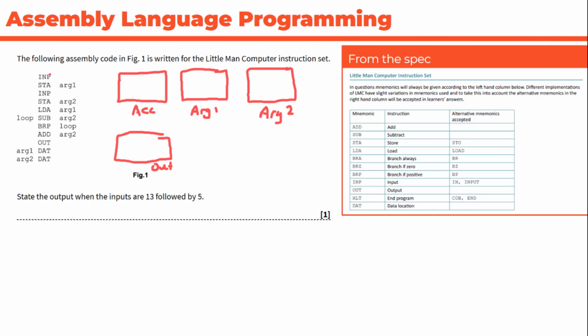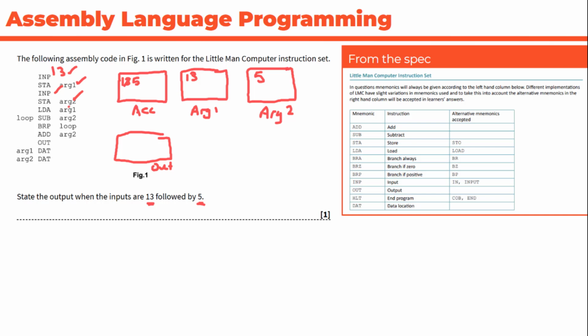So let's start at the top. I don't know what it does, but it tells me what the inputs are. I'm going to input 13 followed by 5 after that. So when I put input, that's going to be the value of 13. It says store, so 13 goes into the accumulator. Store argument 1. So we store the contents of the accumulator in argument 1. Done that. Input the second number, which is 5. So 13 gets scrubbed, 5 goes in. Store that value from the accumulator in argument 2. 5 goes in there. Easy peasy.